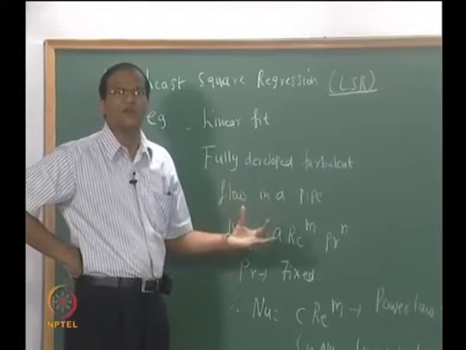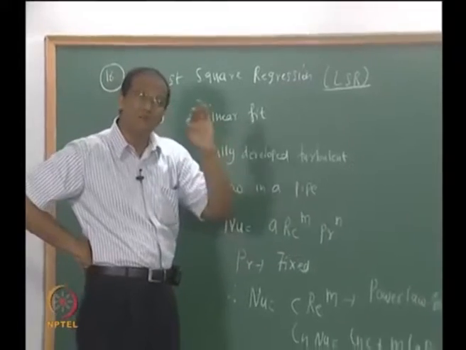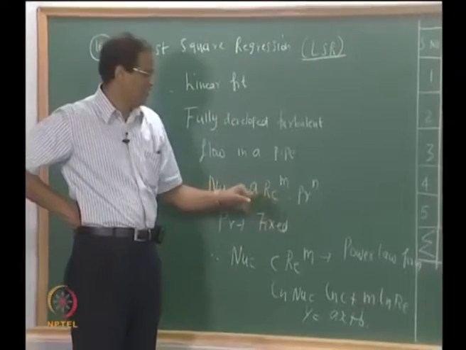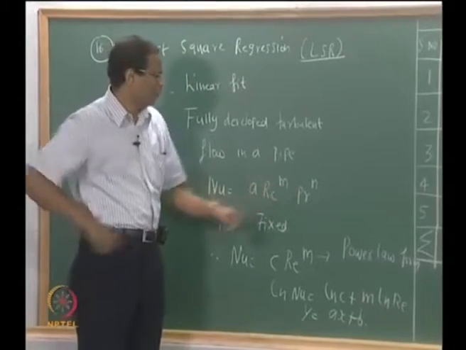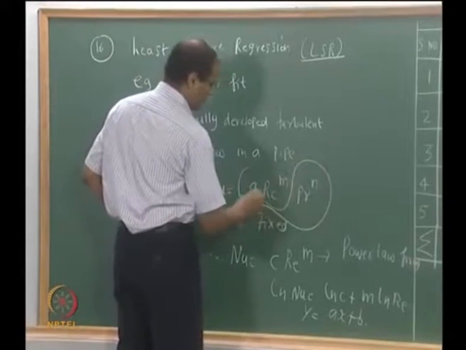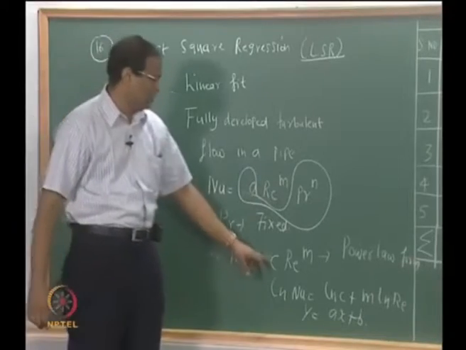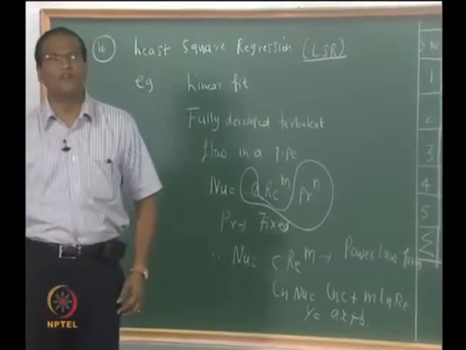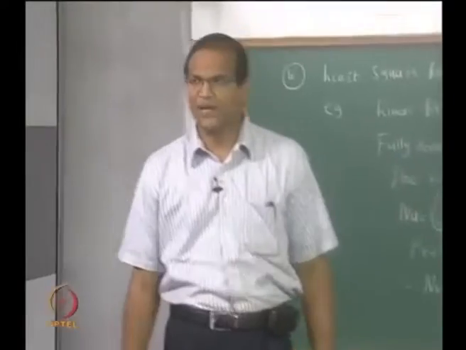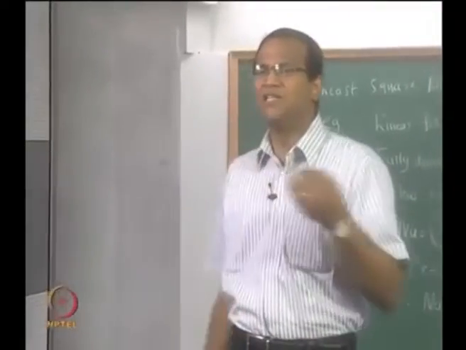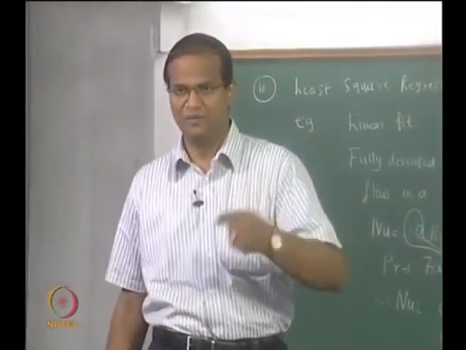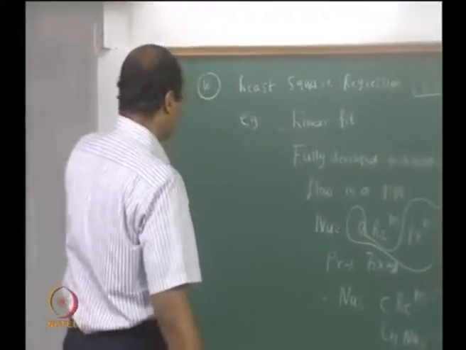Suppose you are considering experiments over water or any other fluid. If the fluid is fixed, the Prandtl number is fixed. So A into Prandtl number to the power of n gets fixed for the problem under question. So you can put it as C Reynolds number to the power of m. But so far we have learnt only linear regression, that is y equal to ax plus b. So this is basically what is called a power law form. Something goes as Reynolds number to the power of something.